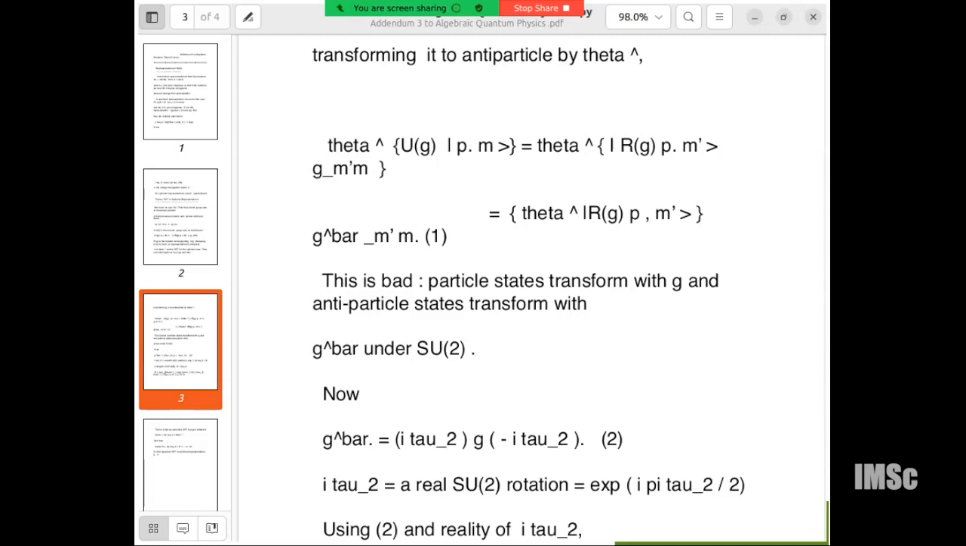So we would like this electron and the positron to transform under the rotation group in the same way when they both are at rest. So let me see what happens. So I take this transformed state under U(g) and apply theta. What happens is this is anti-unitary and you end up getting g bar. So you find that the state which I get by applying U(g) on an antiparticle state does not transform in the same way as the particles.